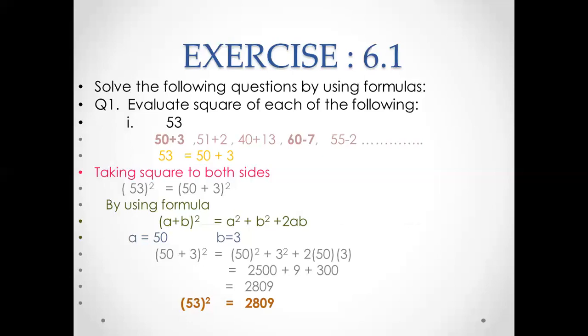Taking the square of both sides, because in the question they mentioned to evaluate the square. You cannot write the square on only one side, because this is an equation. So if we take the square, we take the square of both sides. 53 whole square is equal to (50 plus 3) whole square, and you see 50 plus 3 is in the shape of the formula (a plus b) whole square. By using the formula (a plus b) whole square, a square plus b square plus 2ab.